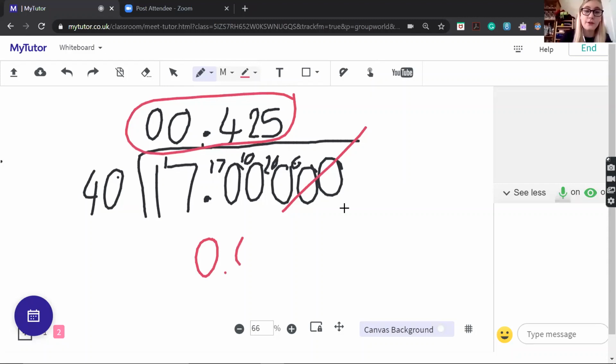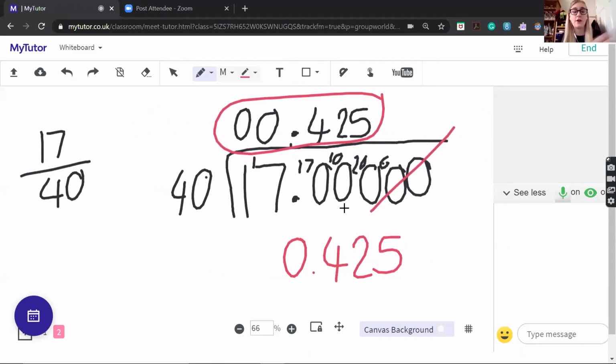So 0.425. So 17 over 40 is equal to 0.425. Someone said, I'm so smart. Yes, you are. If you got that, well done. Woo! Hopefully that makes sense. It's just the bus stop method, but add extra zeros after a decimal point.